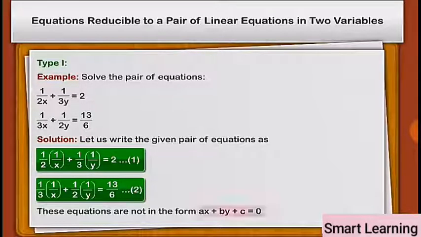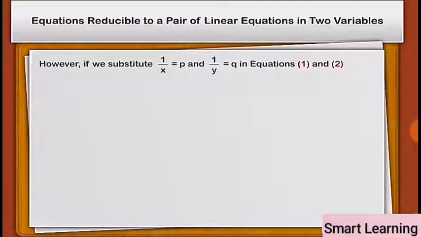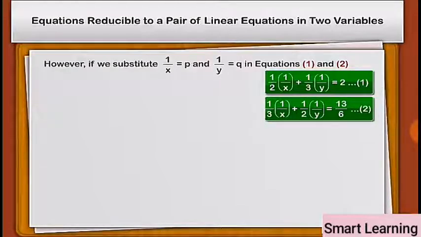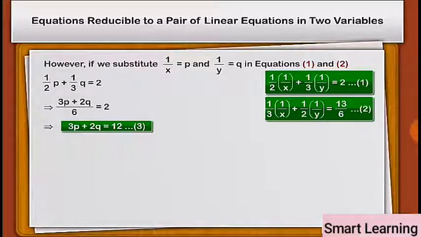These equations are not in the form ax plus by plus c is equal to 0. However, if we substitute 1 upon x equal to p and 1 upon y equal to q in equations 1 and 2, we get 1 upon 2 into p plus 1 upon 3 into q is equal to 2. After taking LCM of denominators, we get 3p plus 2q upon 6 is equal to 2, which implies 3p plus 2q is equal to 12. This is now equation 3.